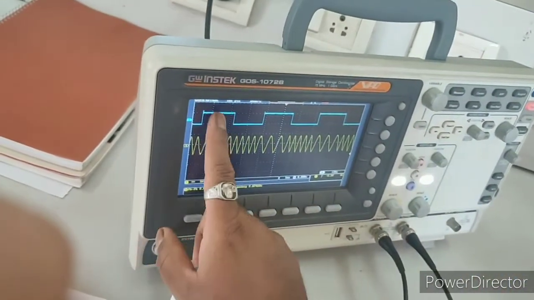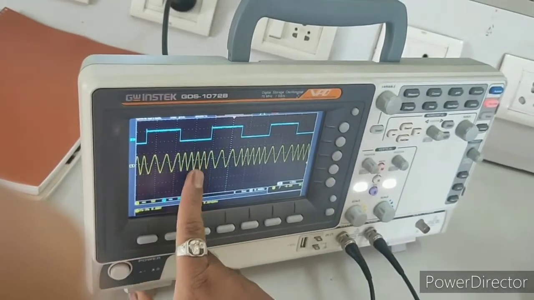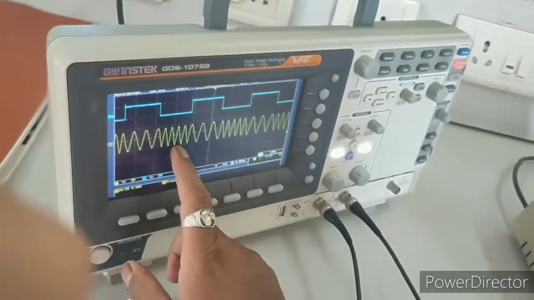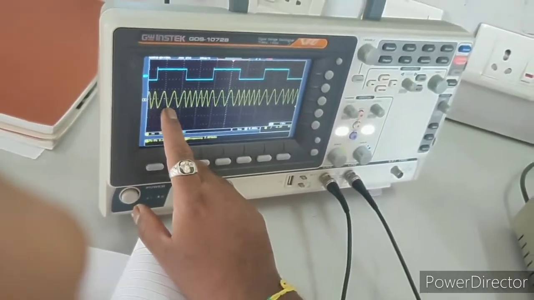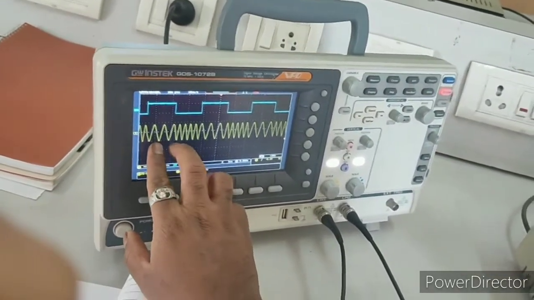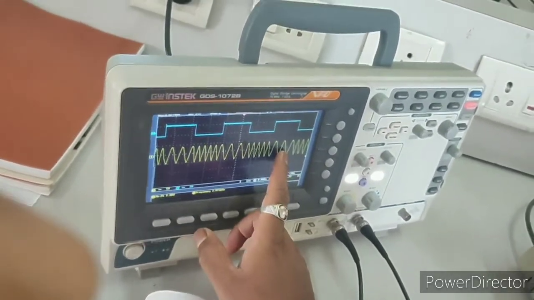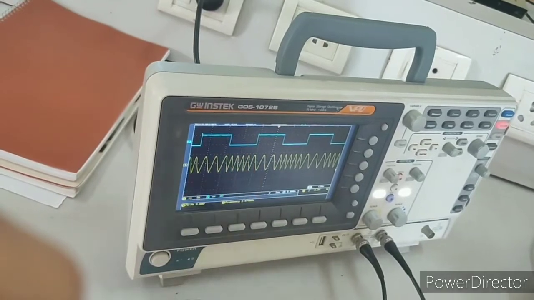So at logic 1 or high level, you are getting one frequency. At low level, you are getting the other frequency. Whether it may be high or low. So here the frequency is low because time is maximum here. Here the time is minimum, frequency is alternatively changing. So it is an FSK signal, and it is the message signal.